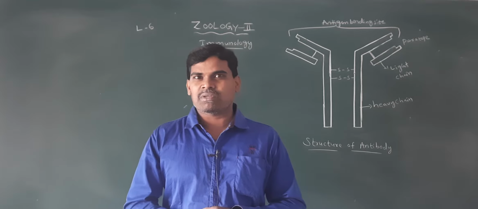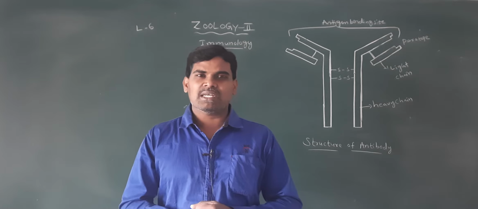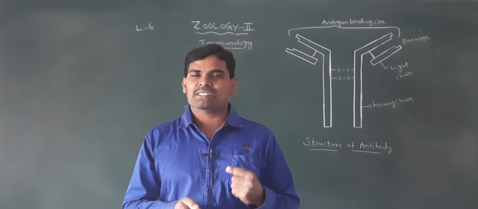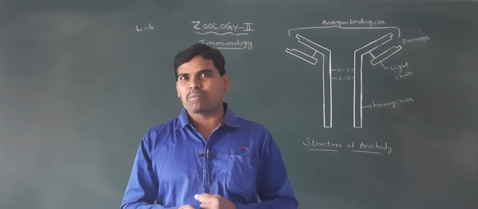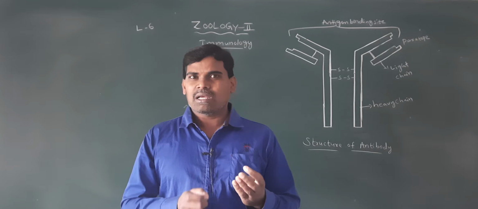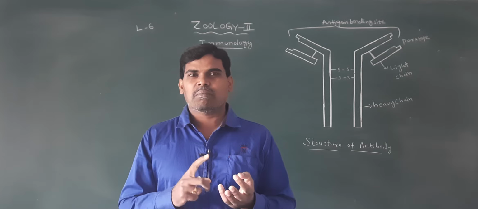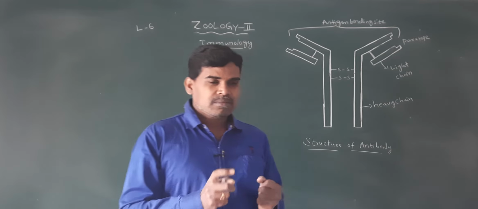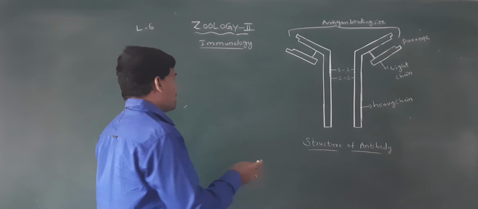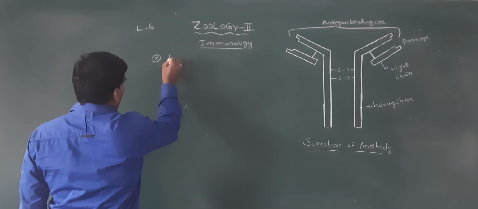The cells of the immune system: lymphocytes. We already discussed lymphocytes in the last class, the B lymphocytes and T lymphocytes. There are three types of cells: lymphocytes, phagocytes, and auxiliary cells. Last class the lymphocytes were completed; the second one is phagocytes.